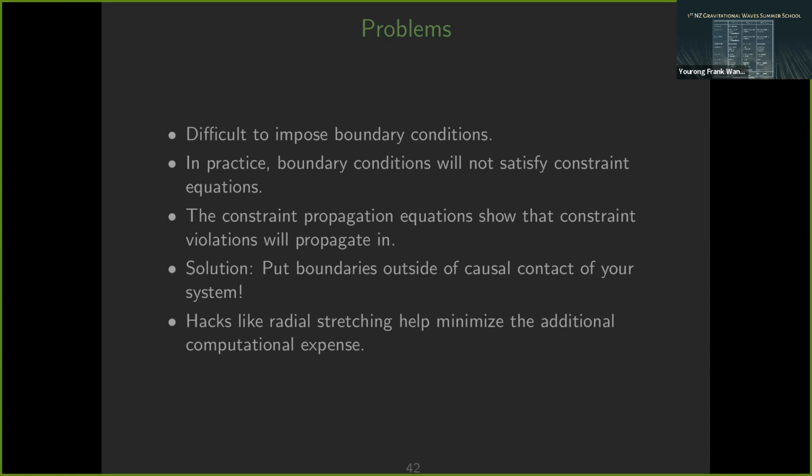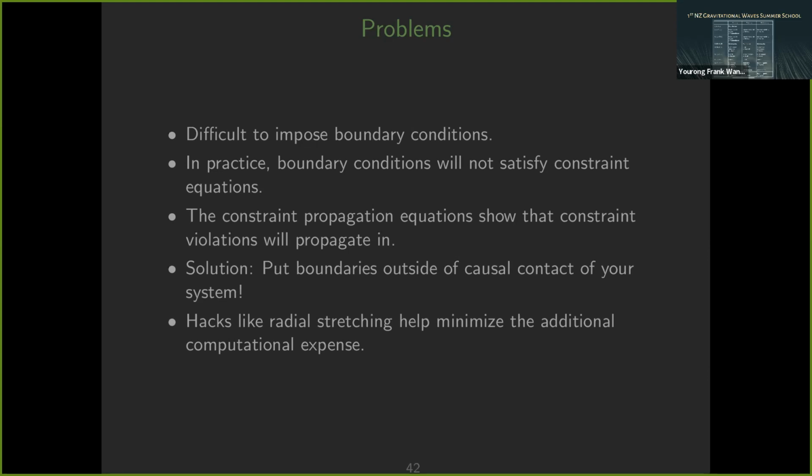So what do people do to get around this? Well, they just put the boundaries really, really far away, outside of causal contact of what you're interested in looking at. So that really turns this into an initial value problem rather than an initial boundary value problem. And if you can get away with that, the idea is to just choose your boundary conditions in a way such that your numerical evolution is stable. It doesn't have to satisfy the Einstein equations on the boundary, but as long as it's stable and far enough away, then you should be okay.